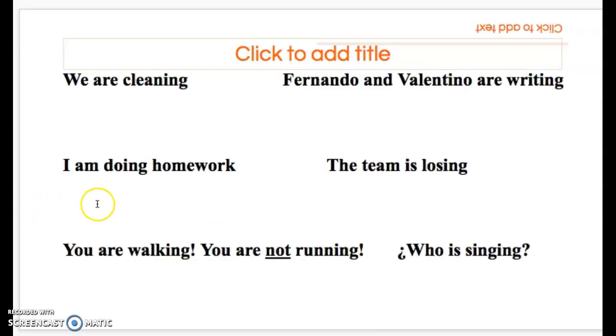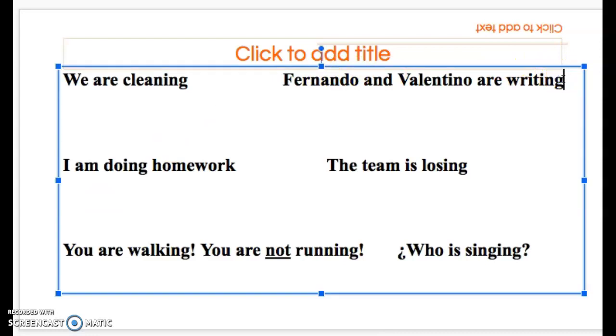Let's try a couple. So put me on pause and let's try these on your organizer and then you can check them. So press pause right now. Okay, you finished practicing, and let's see how you did.